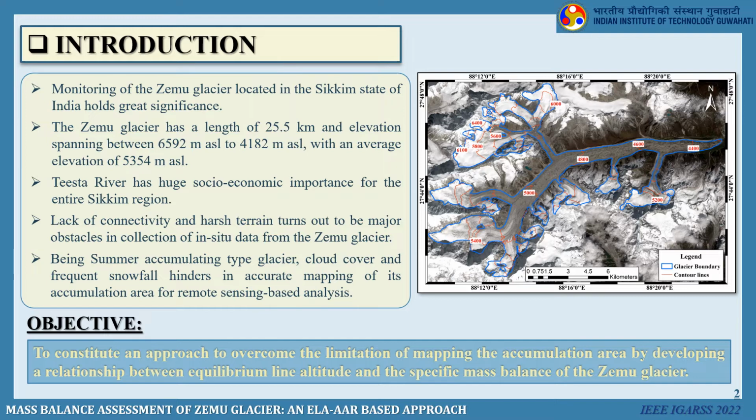But monitoring of glaciers becomes difficult due to lack of connectivity and the harsh terrain of the Himalayas. Also, being a summer accumulating type glacier, cloud cover and frequent snowfall during the ablation period become a major obstacle in accurate mapping of its accumulation area for remote sensing based study. Therefore, this study aims to constitute an approach to overcome the limitations of mapping the accumulation area by developing a relationship between the equilibrium line altitude and the specific mass balance of the Zemu glacier.